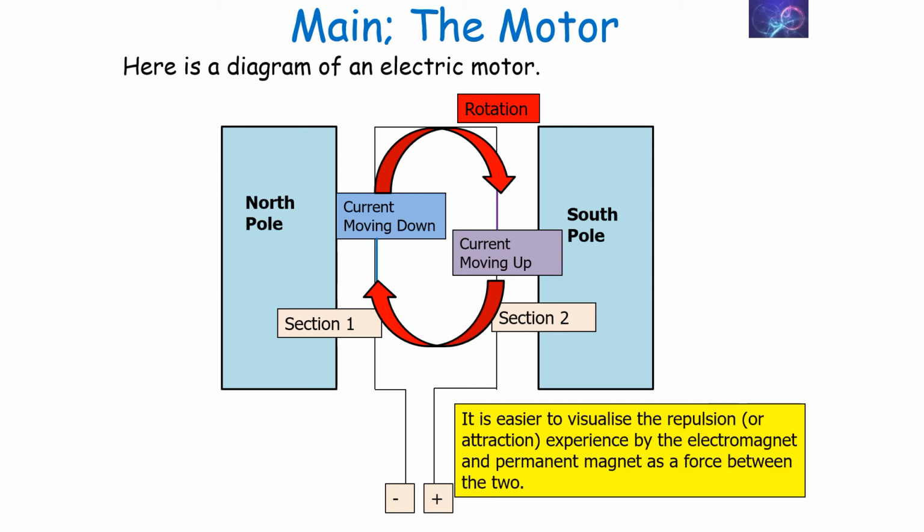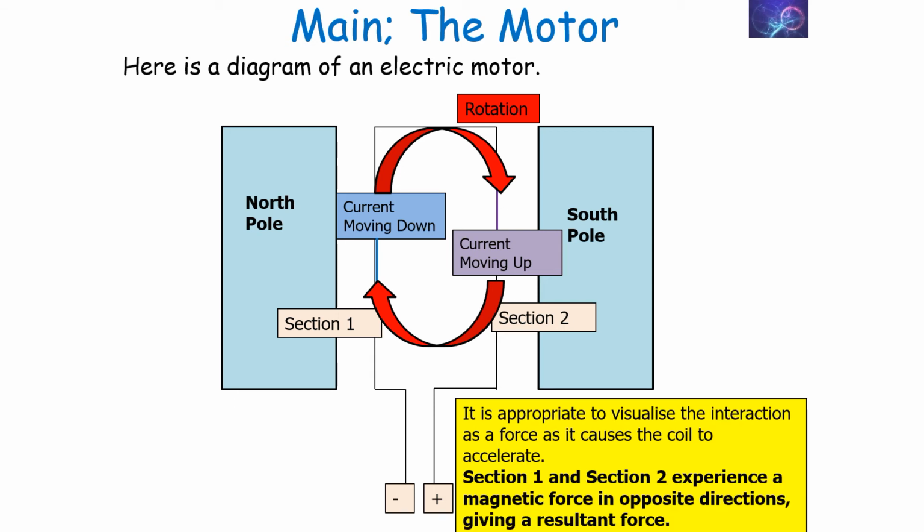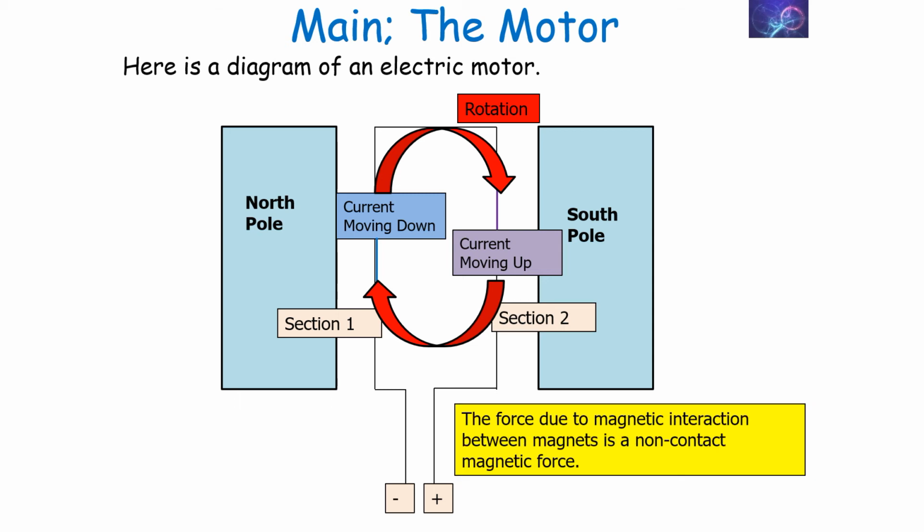Now, it can be easy to visualize the repulsion or attraction experienced by an electromagnet and a permanent magnet as a force between the two. It's appropriate because a resultant force will cause this electromagnet, this coil of wire, to accelerate. Section 1 and section 2 of our electromagnet experience a magnetic force in opposite directions, giving a resultant force. Remember, the forces due to the magnetic interaction between the permanent magnet and the electromagnet are non-contact forces.